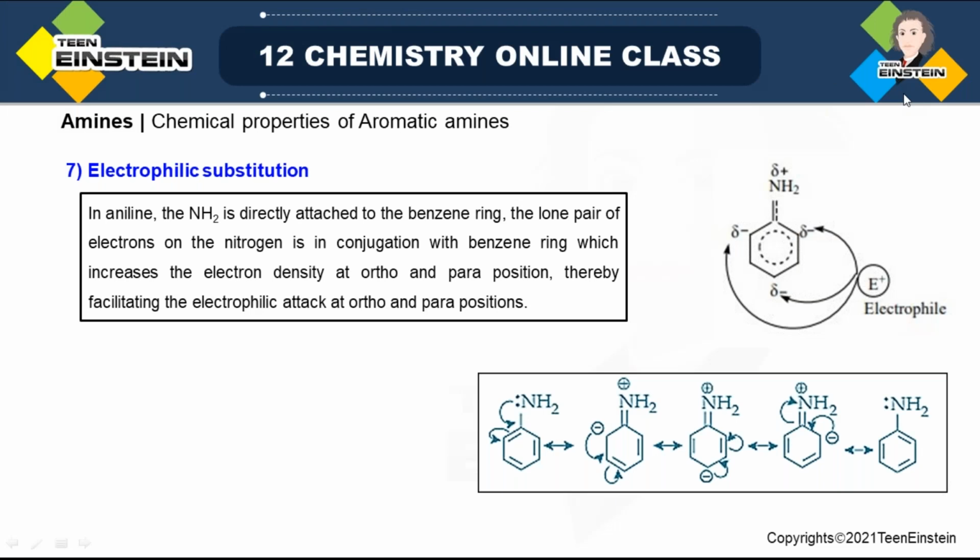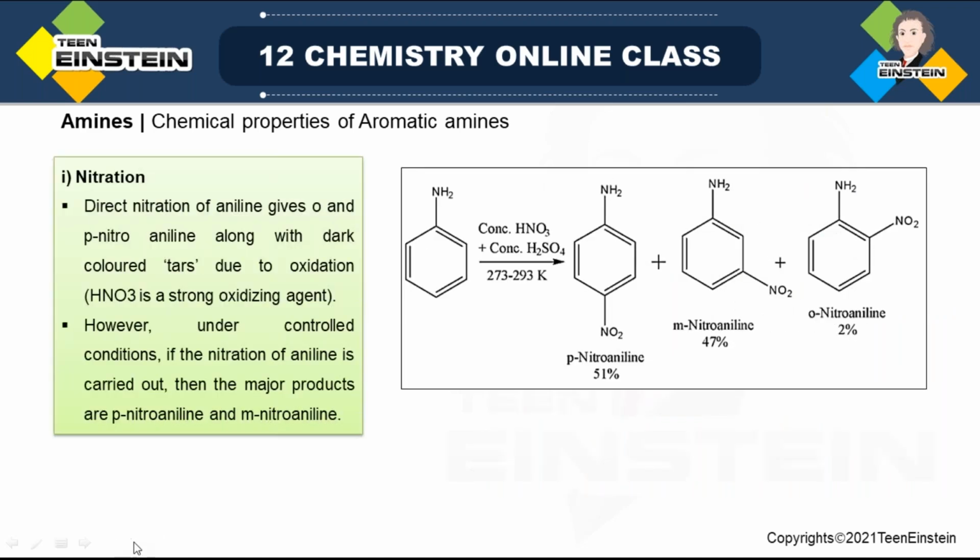Hello everyone. We are continuing with chemical properties of aromatic amines, and there are a total of 7 types, and we are at the last type, which is electrophilic substitution, which we have already started. That is the initial information about the electrophilic substitution. Under this type there are 2 to 3 types, and the first one among these is nitration.